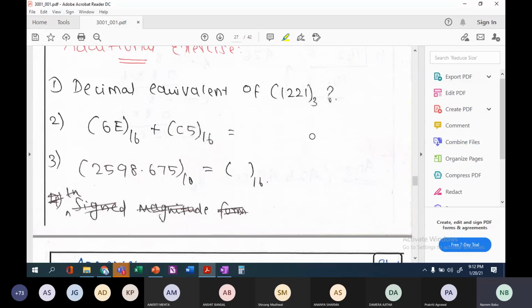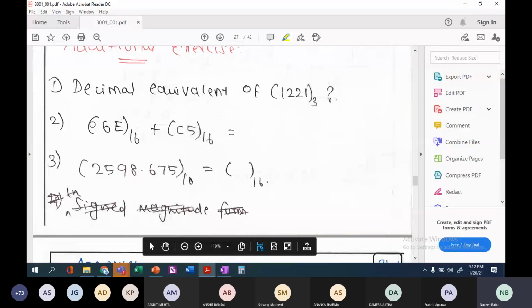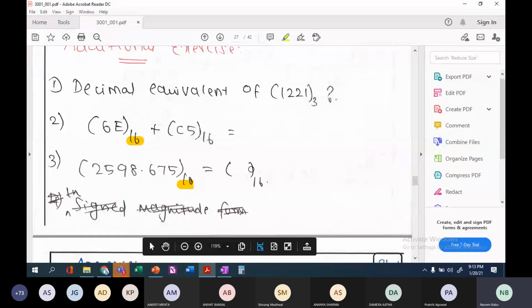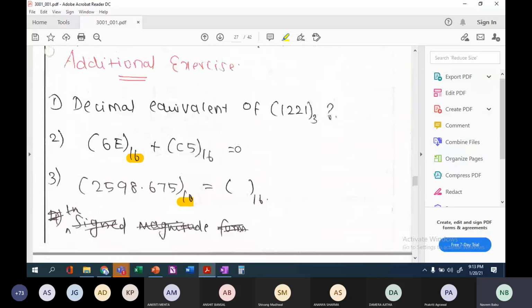What is the decimal equivalent of 1221 to the base 3? I'll discuss the solutions maybe in the next class. Since it is getting recorded, I'm going to wind up now. So this particular portion, you can go through from the video. For 1221 to the base 3, you have to find the decimal equivalent. Similarly, you have to add these two values. Please note that their base is 16. And then one more example is a decimal value converted into hexadecimal value. I do have the answers below. Maybe we will discuss in the next class.